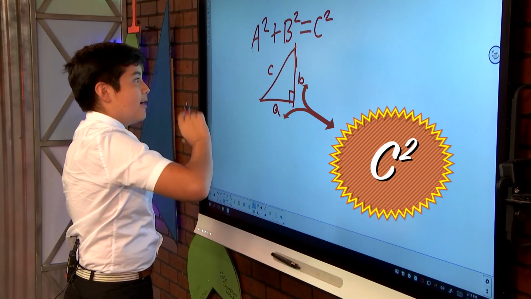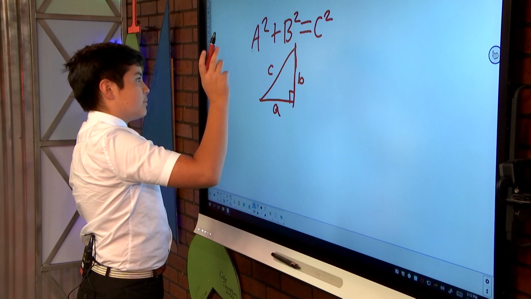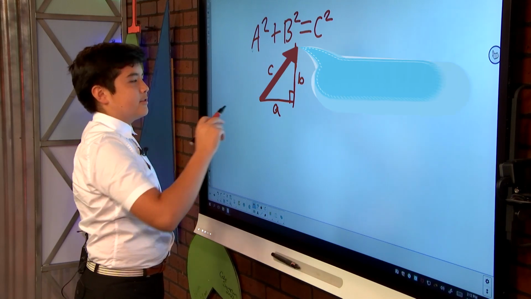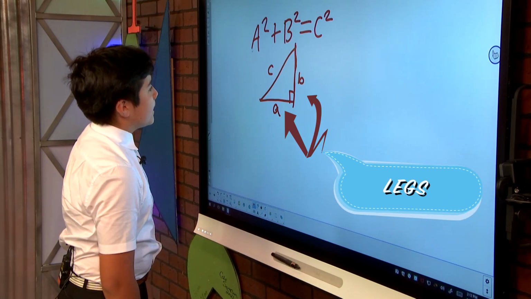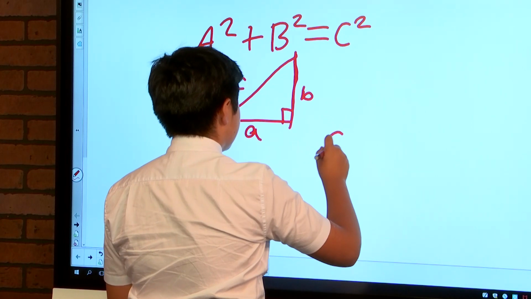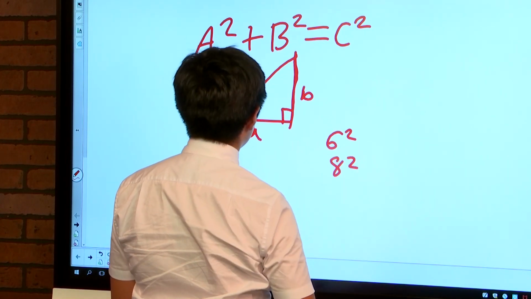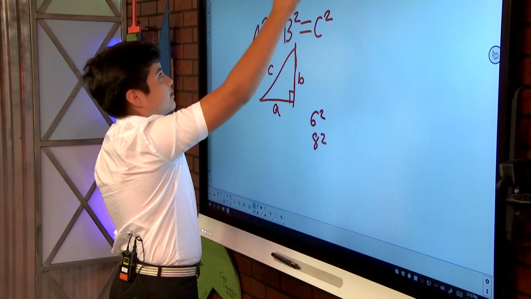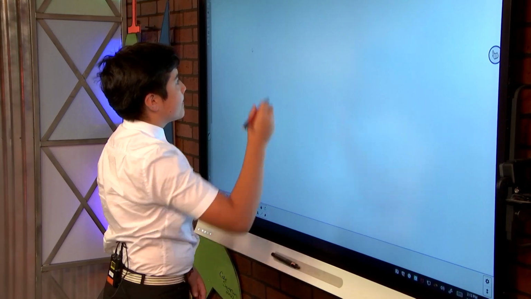Because you see, on every single triangle, the longest side is always called the hypotenuse, facing the two legs. Now let's get an equation for us. So we'll have 6 squared and 8 squared. Now, this is just one of the easier problems, just to give you an idea of what it is.